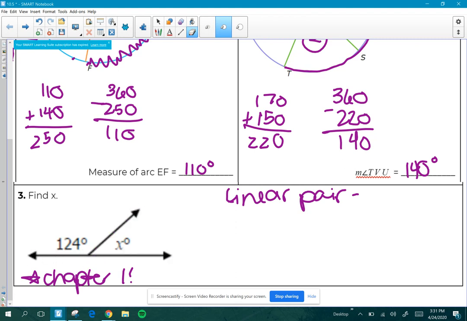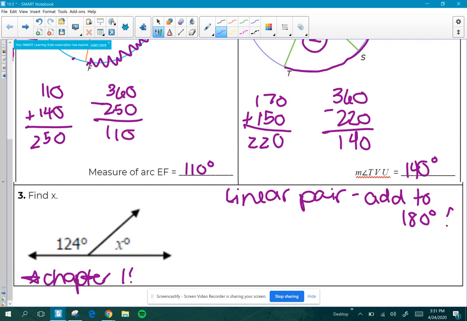So in number 3, I want to find the value of x. So let me just fill in, add to 180 degrees. Again, you don't have to take any notes. This is just to refresh you. So I want to find the value of x.